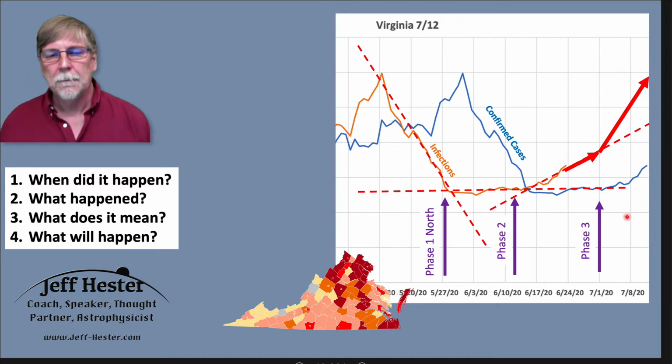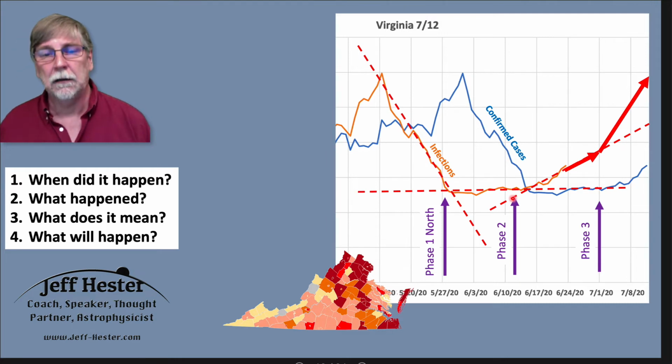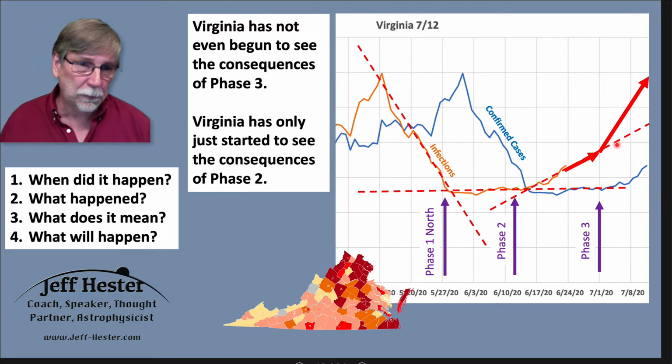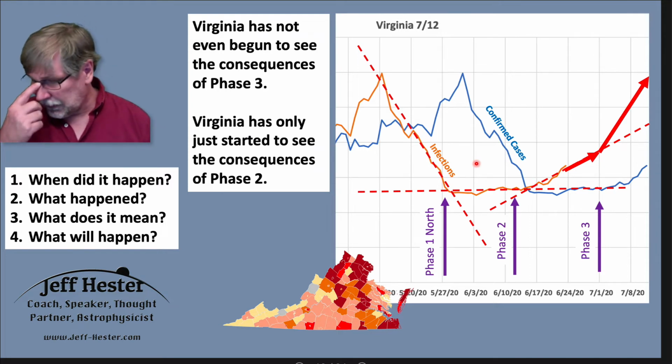No. The recent little bit of climb in numbers isn't because of phase 3 reopening, it's because of phase 2 reopening. And you're not even going to start seeing the consequences of phase 3 reopening for a while. Virginia has not even begun to see the consequences of phase 3 as I speak. It has only just started to see the consequences of phase 2.